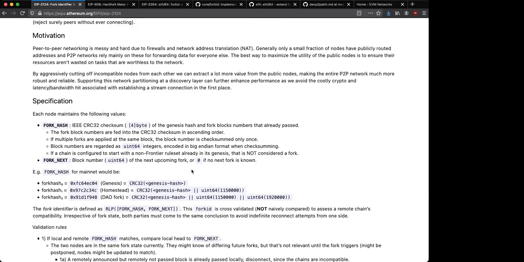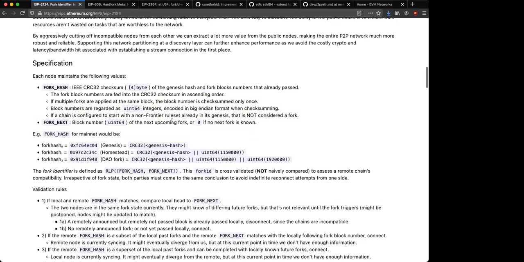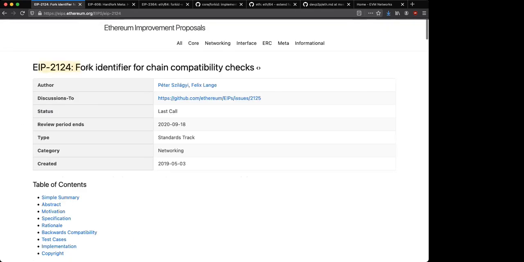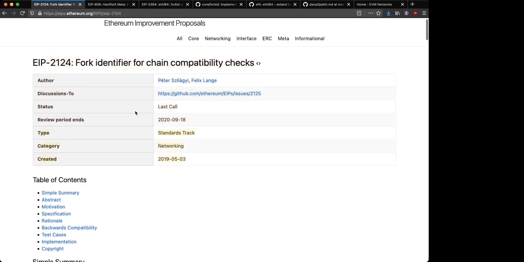So the purpose of the fork identifier, it's important to understand that it is a very abstract sort of thing. The fork identifier is simply a 32-bit number, which can be used to detect if two nodes are compatible. But this EIP, EIP-2124, doesn't actually say anything about how exactly this should be used. It's more like an abstract idea.